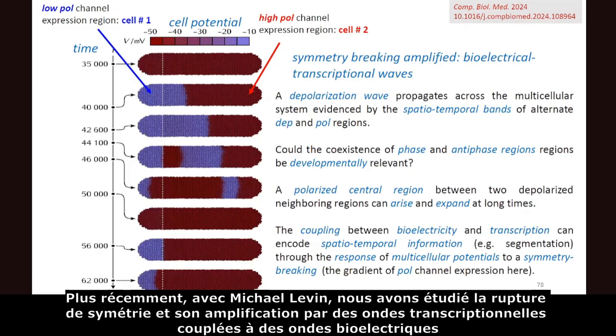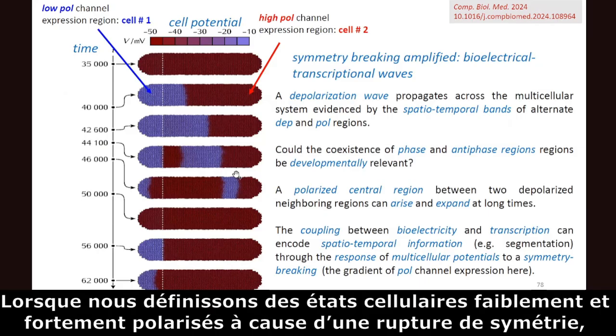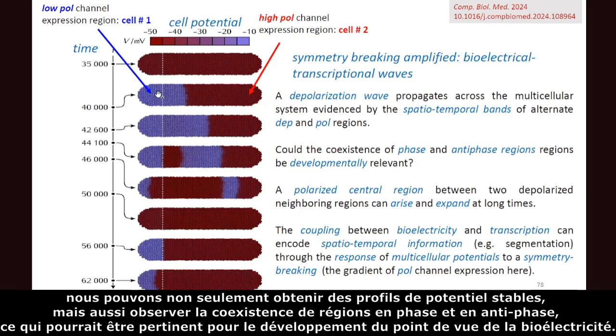We have also studied more recently with Michael Levin the case of symmetry breaking amplification by transcriptional waves, by decoupling of bioelectrical and transcriptional waves. What is interesting is that when we define a low polarizing cell state, and in this case, a high polarizing cell state, because of symmetry breaking, not only can we have stable electrical potential profiles, but we can find the coexistence of phase and antiphase regions, which maybe could be developmentally relevant from the point of view of bioelectricity.